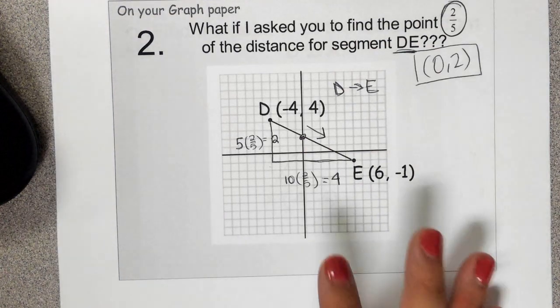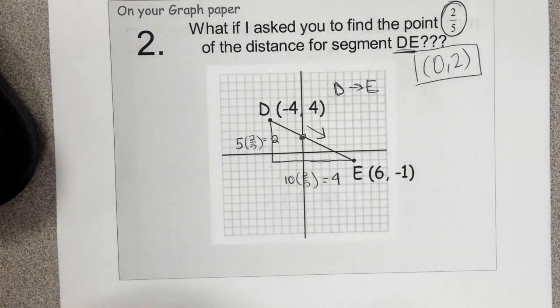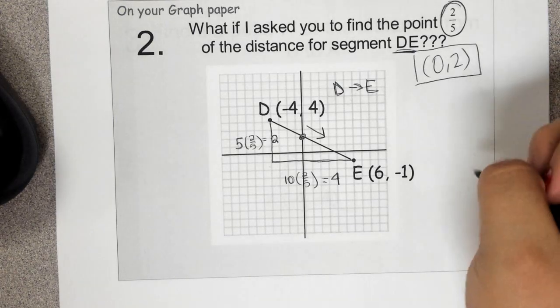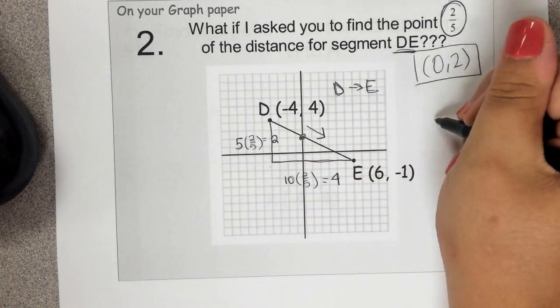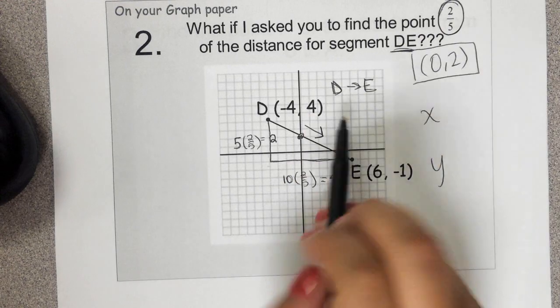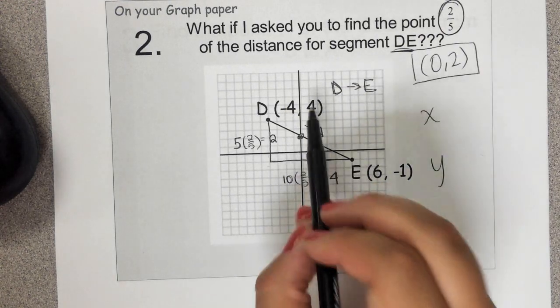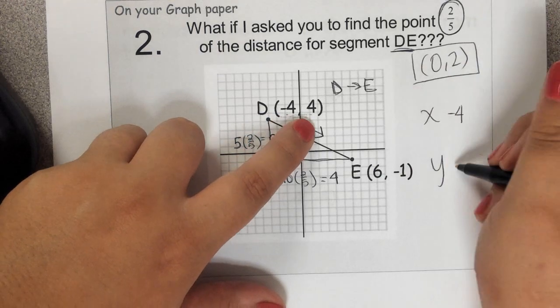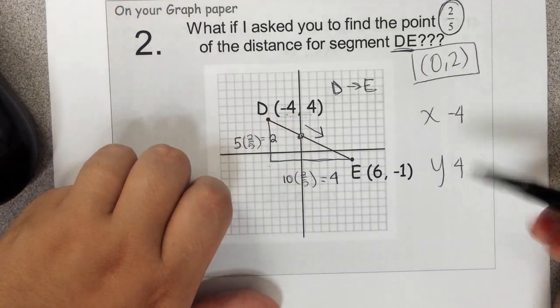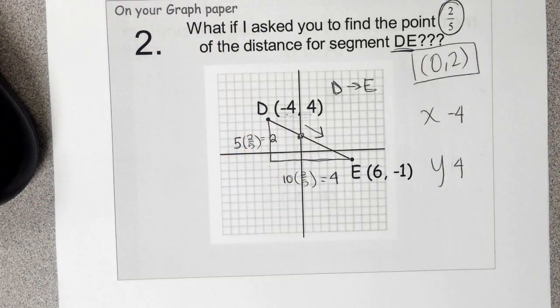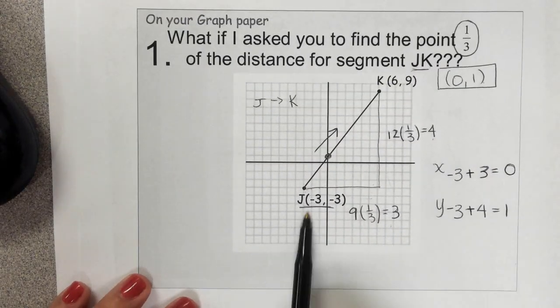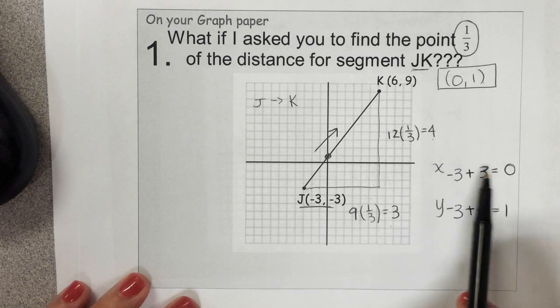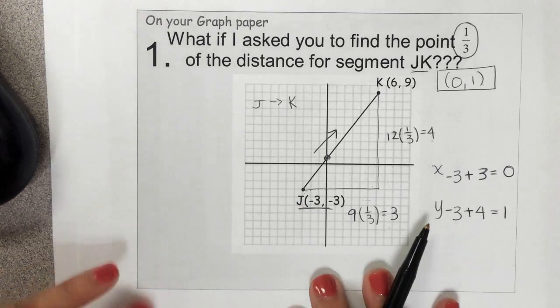Again, on a problem like this, you can leave it that easy. That's acceptable. However, if you want to make sure it works for every problem, I'm starting at D. I'm going from D to E. My point for D is -4, 4. So that's where I'm getting these first numbers. So on the problem before, J is where we started. That's how I got -3, -3.